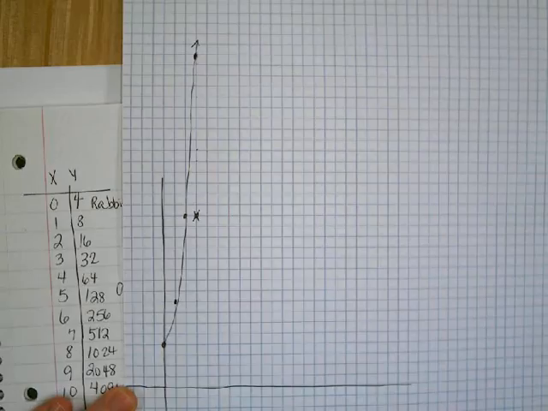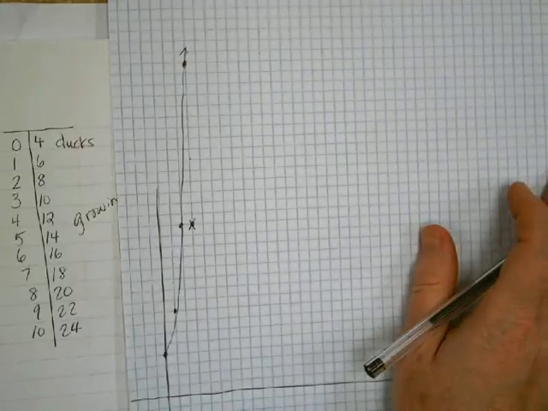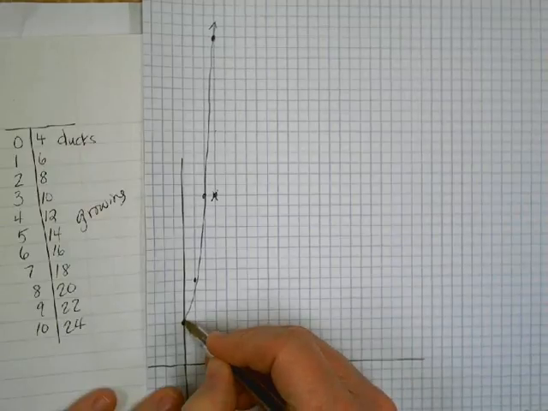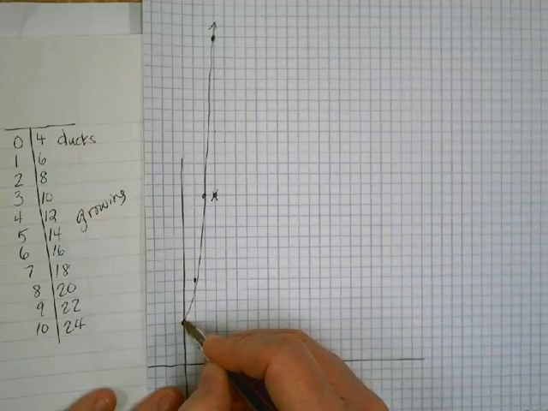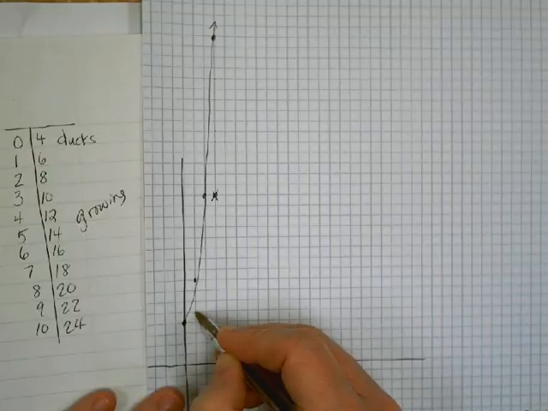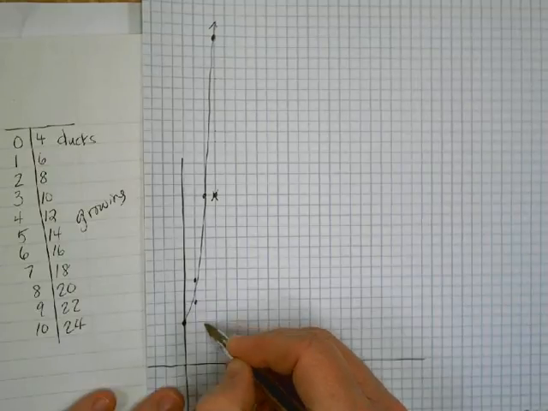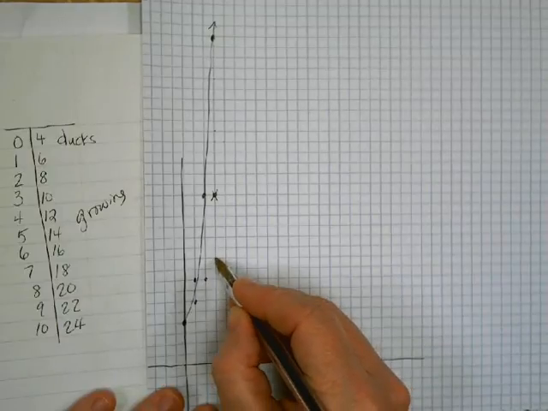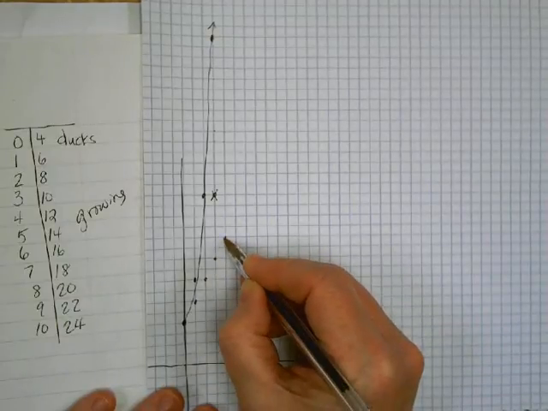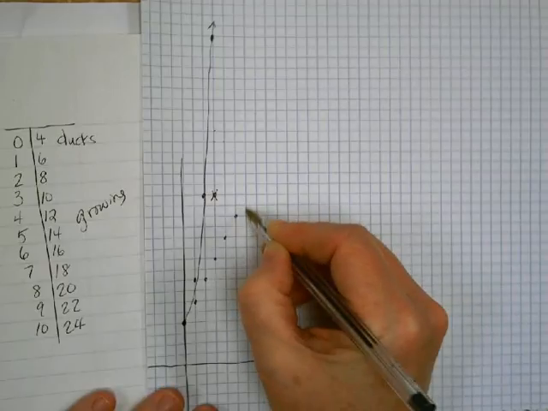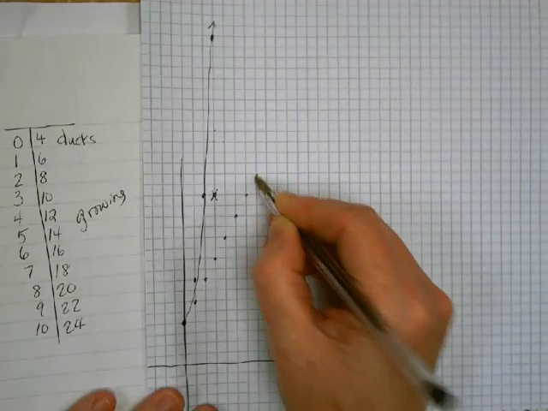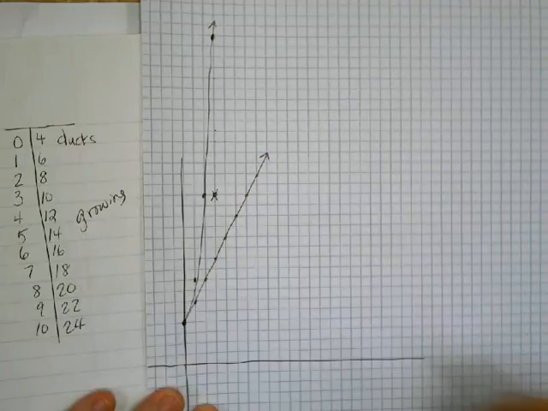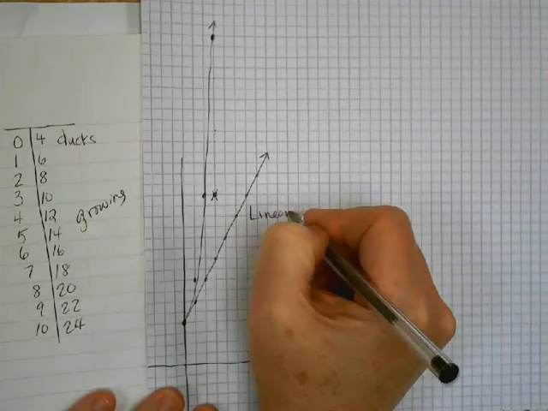Now let's graph the ducks. At 0, how many? 4. Same starting place, right? 1 month, how many do we have? 2 months? 3 months? 4 months? 5 months? What's happening here? What's this line going to look like? This one is linear. It's a straight line, right?